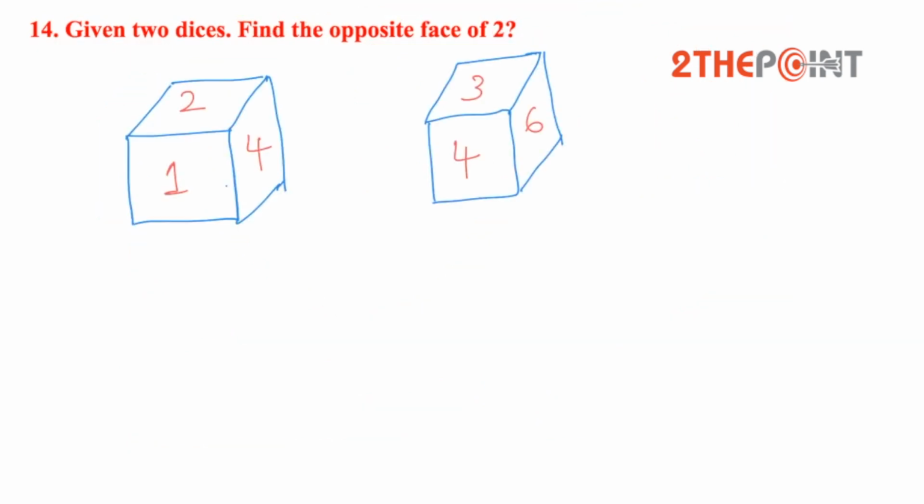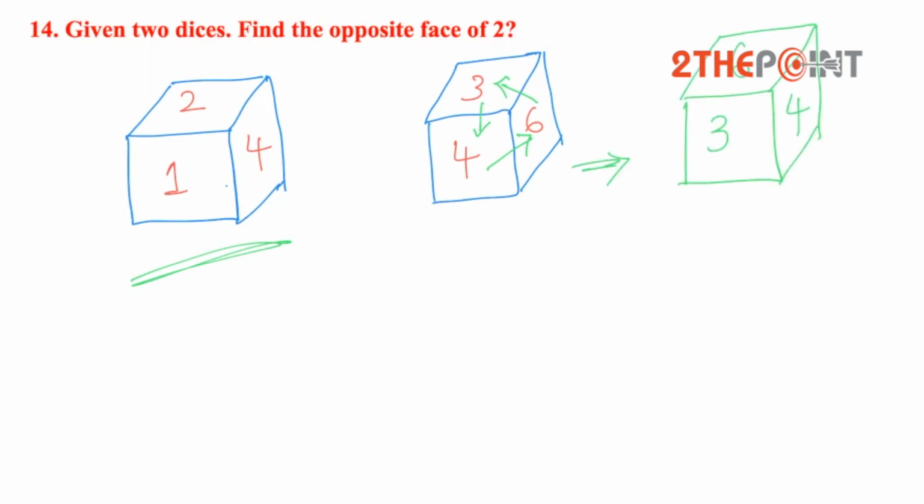Given two dice, find the opposite face of 2. Here you can see 4 is the common number. Taking the first dice as a reference, change the position of the second dice, that is 4, which is in the front face, should move to the side face. The shifted position of the second dice will be as follows. Therefore, clearly you can say that 2 is opposite to 6.